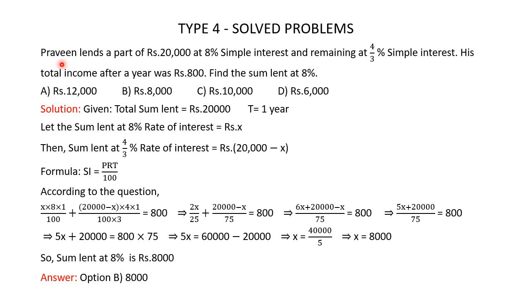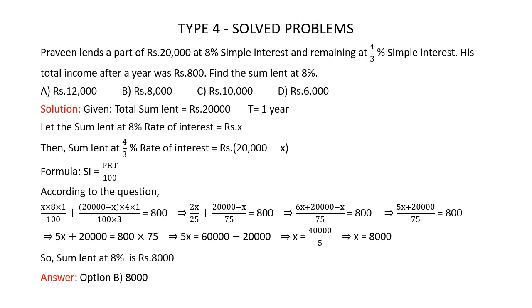Praveen lends a part of rupees 20,000 at 8% simple interest and remaining at 4/3% simple interest. His total income after a year was rupees 800. Find the sum lent at 8%. Here you are given 4 options and you have to find out which of these options is the correct one.